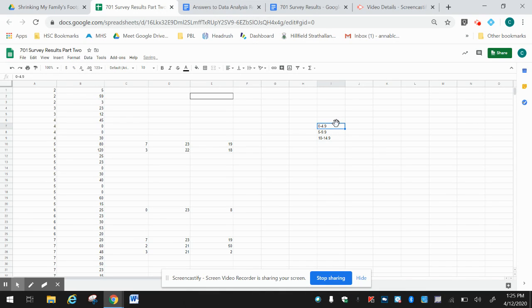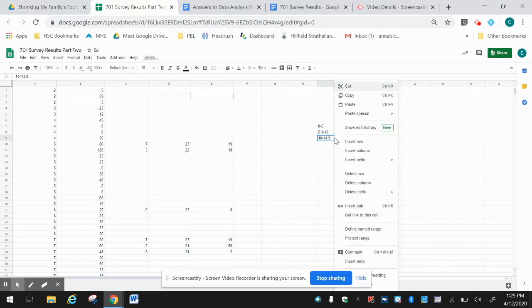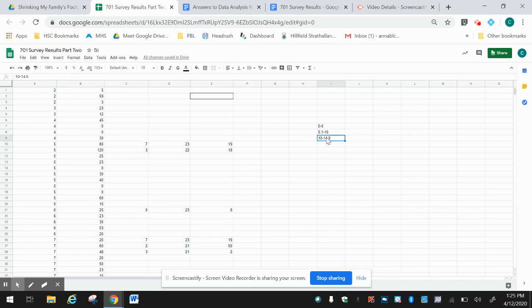Actually, it would be better to go 0 to 5, and then 5.1 to 10. That way you're going to capture 30 right on. The reason why you can't just say 0 to 5 and then 5 to 10 would be, where would you put your answer of 10? Which one would you put it in? So you have to make sure you create intervals that don't have an overlap.